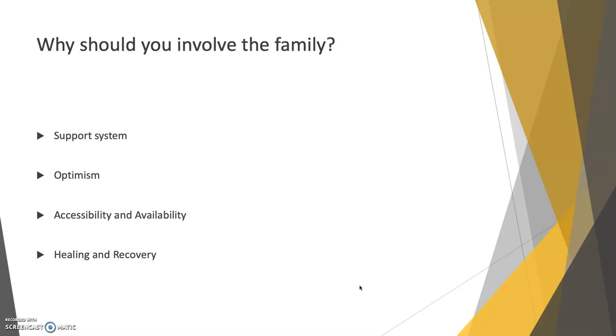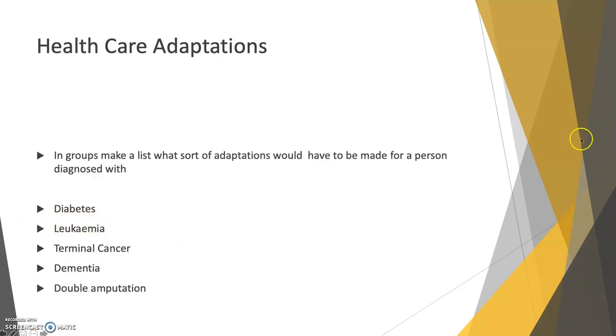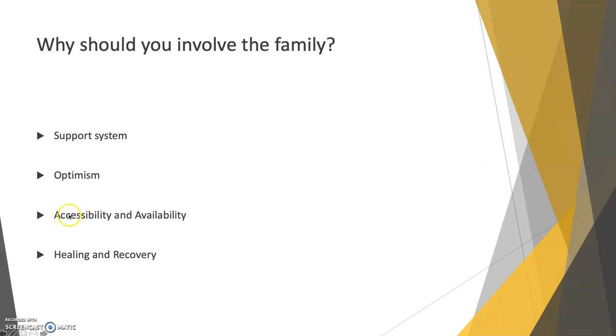Research shows that when you have someone there, you are more optimistic that you will recover. People that have a good support system tend to have better recovery outcomes as well. And it's about accessibility and availability. You might have appointments that you can't access, but if you have someone to take you there, it's easier. Availability could also mean someone to listen in to what's been said.